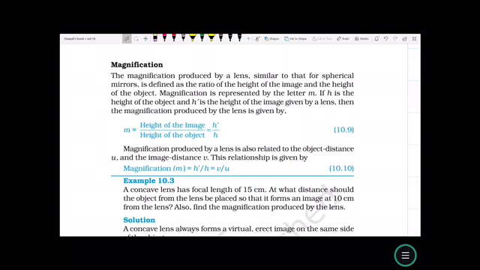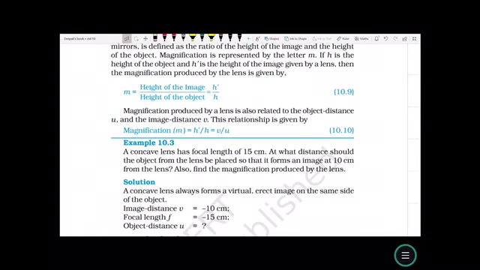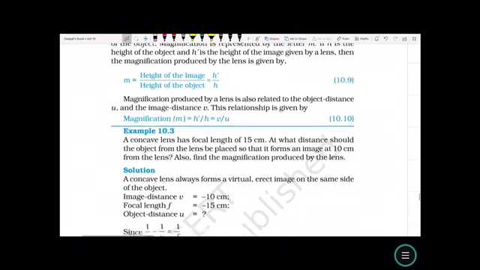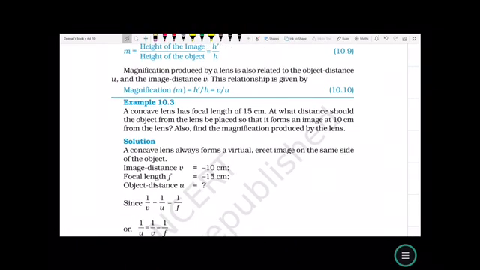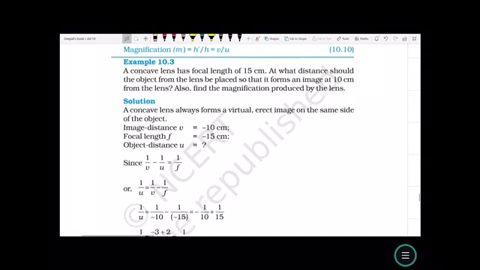Magnification is represented by letter m. If h is the height of the object and h prime is the height of the image given by a lens, then magnification produced by the lens is given below. m is equal to height of the image upon height of the object, is equal to h prime upon h. Magnification produced by a lens is always related to the object distance u and the image distance v. This relation is given by magnification m is equal to h prime upon h is equal to v by u. The difference is, in mirror it was negative, here it is positive.